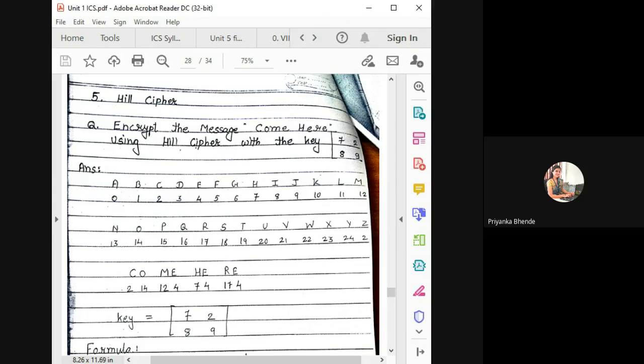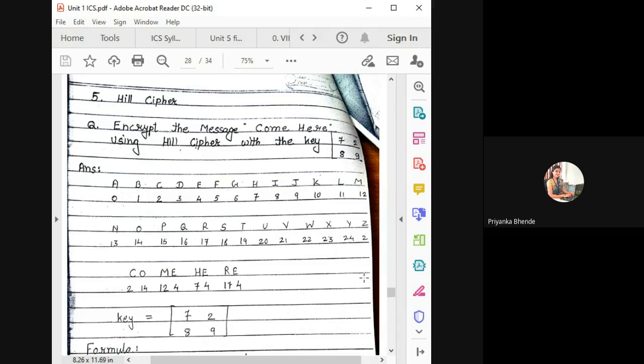Today we are going to see the concept of Hill cipher. Hill cipher is the substitution technique which is used to encrypt the plain text to convert it into the cipher text. Now we will see how to solve the Hill cipher.